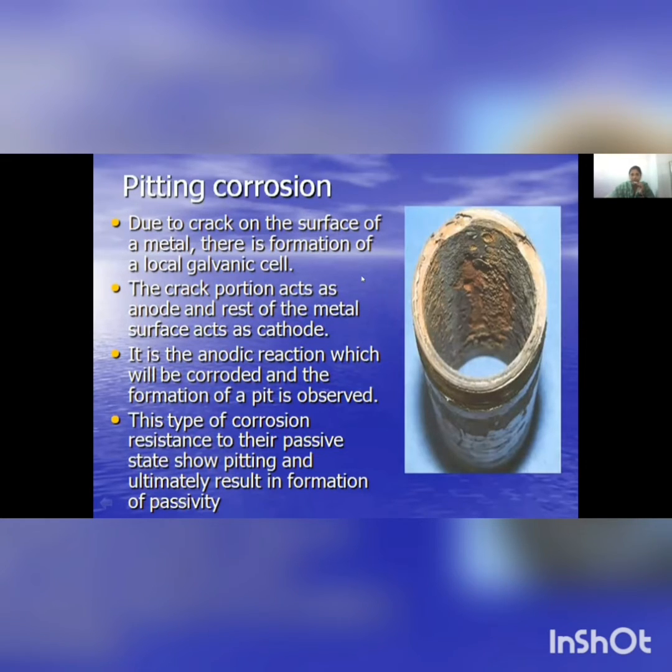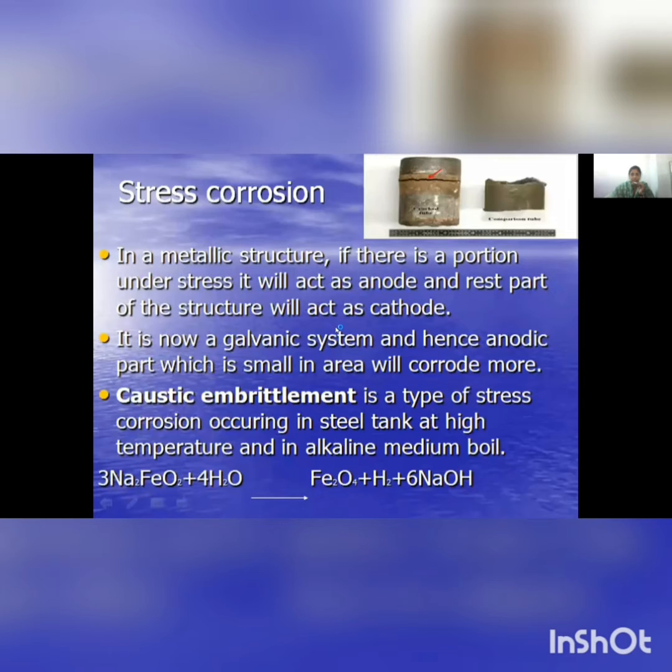So the crack portion acts as the anode, and the rest of the metal acts as the cathode. So the same basic formula: at the anode, oxidation takes place, so it undergoes corrosion easily, and the cathode does not affect corrosion. And what about stress corrosion?